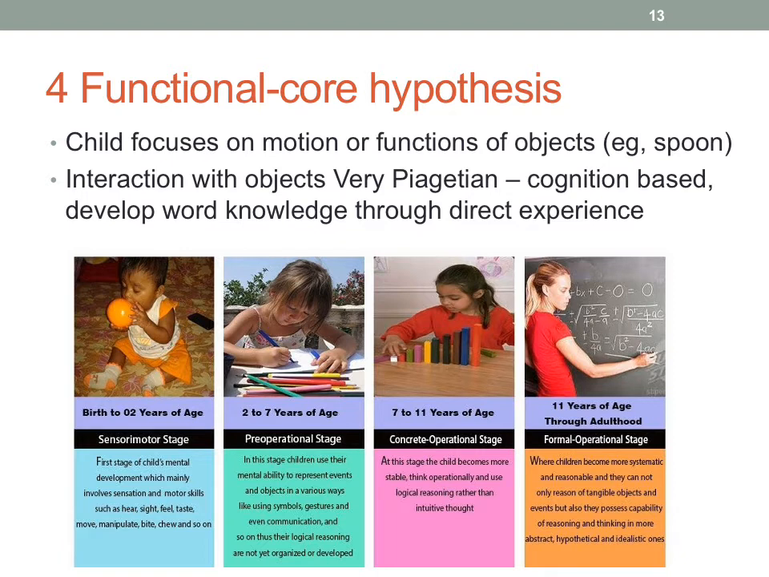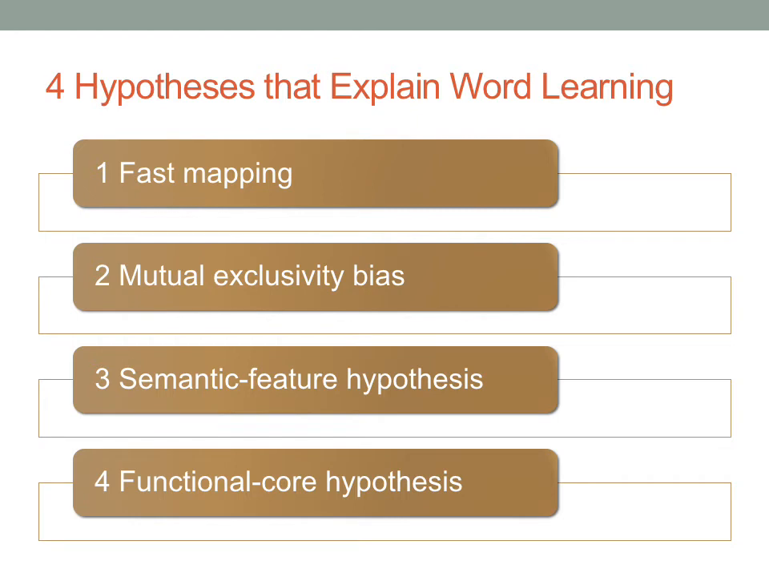And when they interact actively with the world, that's how they learn words. And so the functional core hypothesis explains then that they achieve word knowledge and depth of word knowledge through this functional core method. As you learned when we talked about different theories of language development, these four hypotheses explain word learning together.